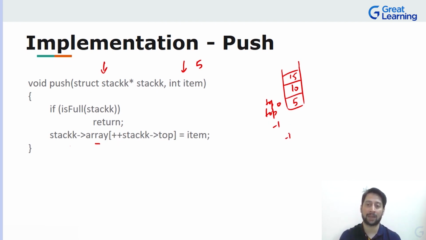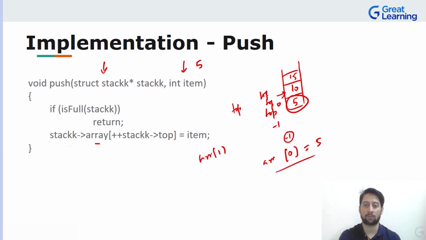That means from -1, top will first go to 0, and then we access ARR of 0, right? And then we insert this item, that is 5, in that particular array. Similarly, next time around when we're going to insert 10, we're going to pre-increment, because this time the value of top is 0. The next time around we're going to increment it, which will be ARR of 1. We're going to store this.